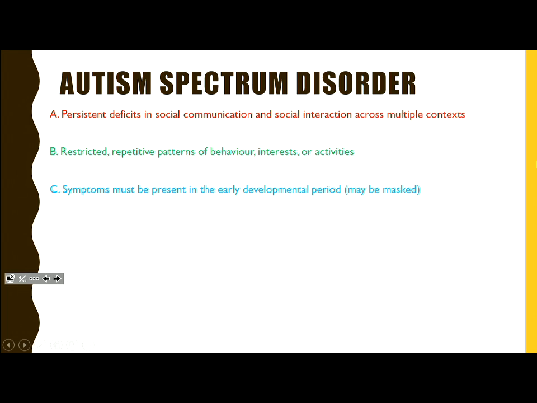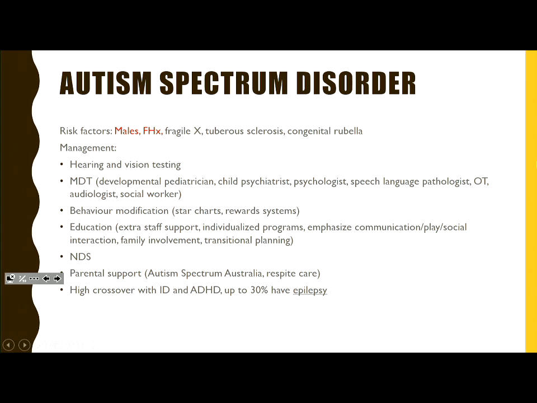Autism should generally present quite young. So if it's a 12-year-old, you'd expect to have a history of these things since they were much younger. Risk factors: more common in males, more common with a family history. In terms of genetic conditions, fragile X is the most common one to present with autism.